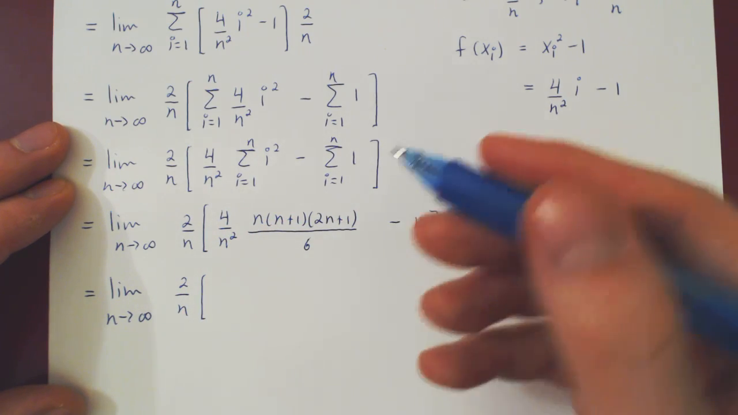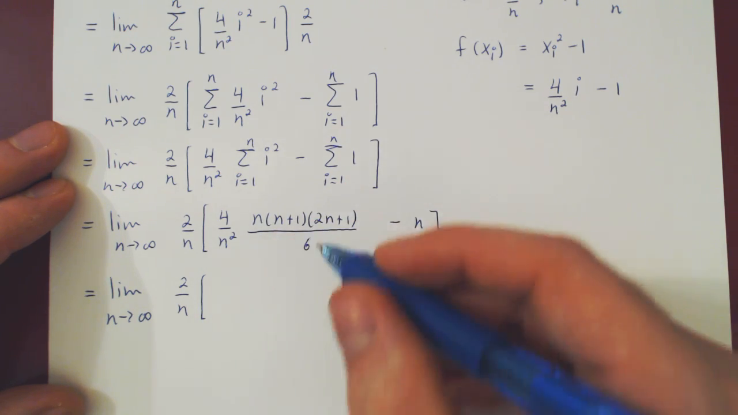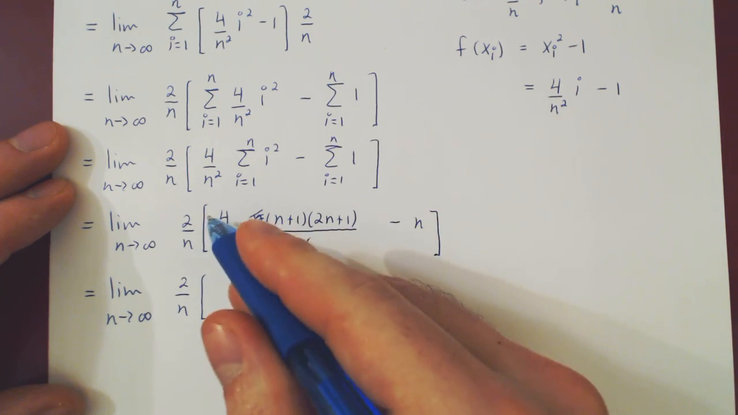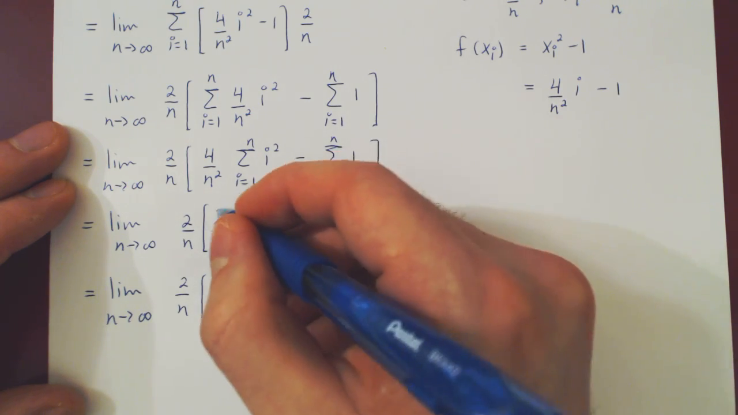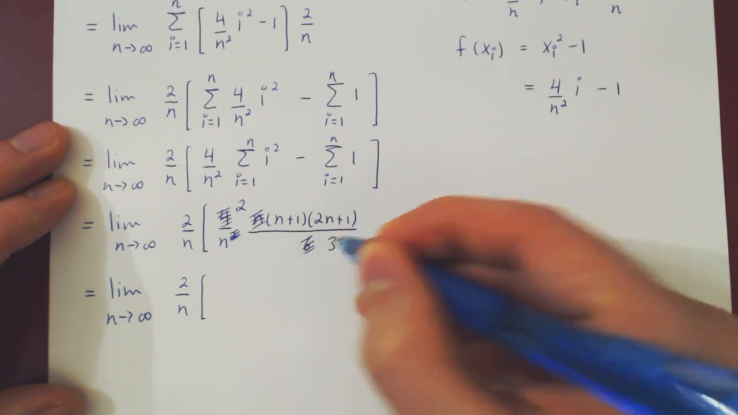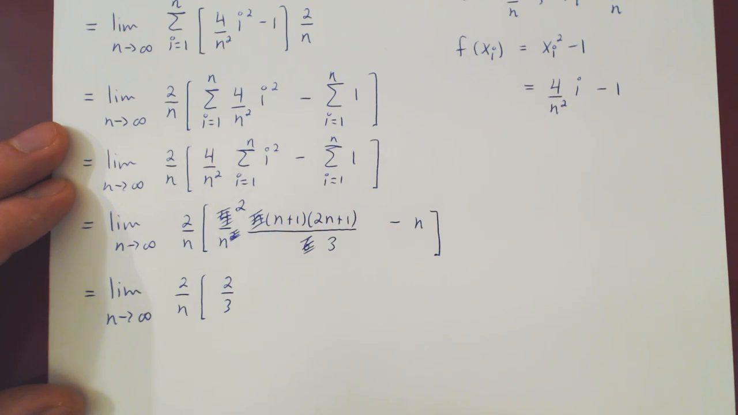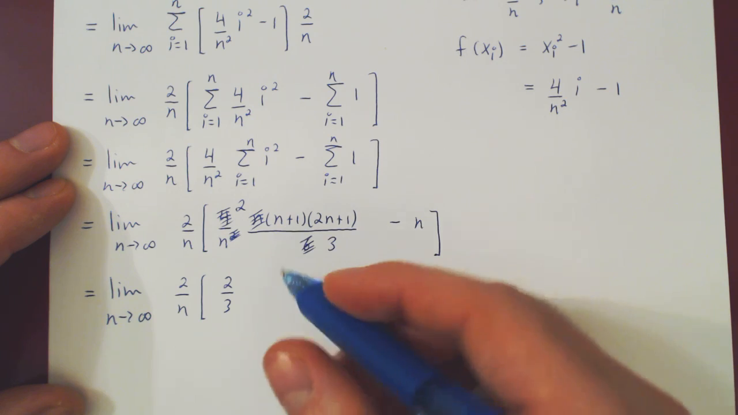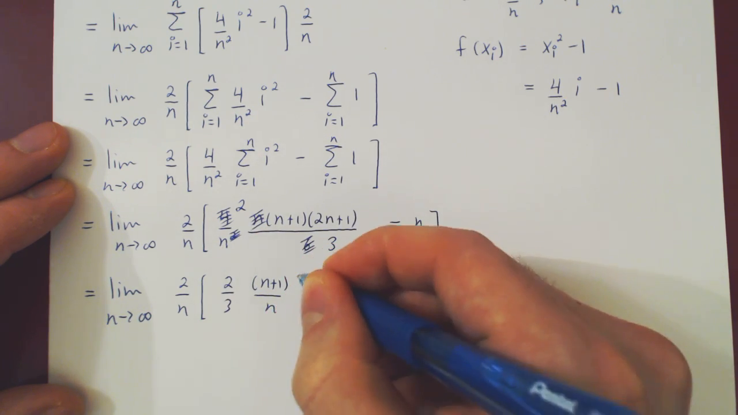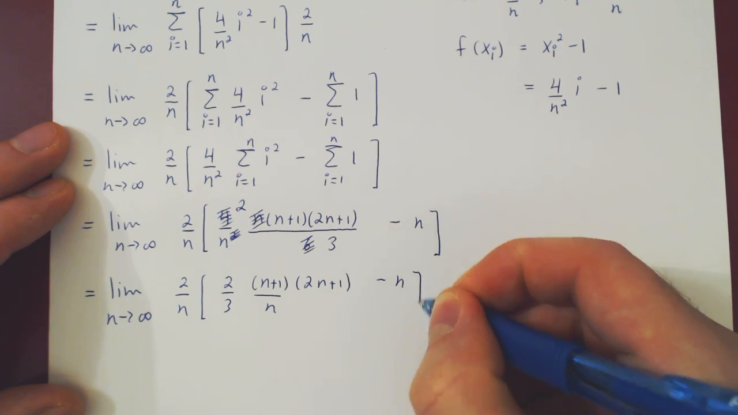So what can we cancel? Well, here it's nothing, it's just the n. Now here we have an n over n squared. We can cancel one of the n's. And for the constant terms, 4 over 6, common factor of 2. If you cancel a 2, you're left with a 2 on top over a 3 on the bottom. So that's 2/3 times n plus 1 over n times the 2n plus 1 minus the leftover n.